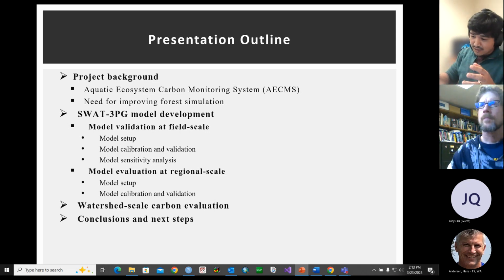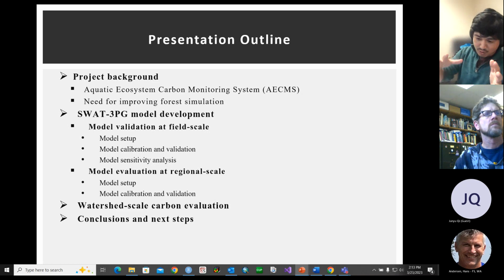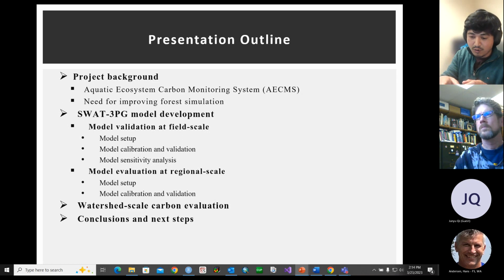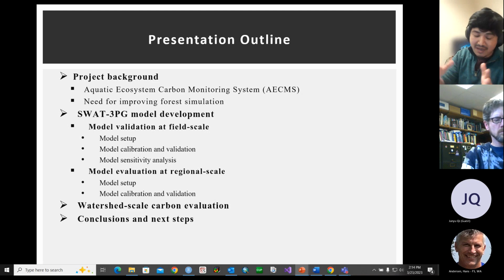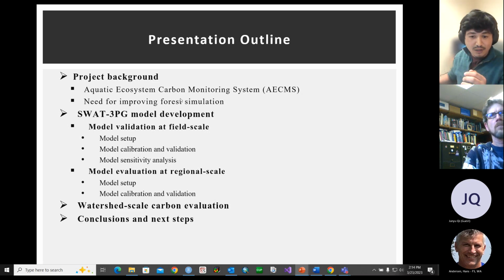A critical part of that is making sure that we get the terrestrial storage and the fluxes correctly, especially from forest dominated systems, because that's a big part of most watersheds. So the research that I'm presenting today will focus on the work that we did to improve forest simulation. By forest simulation we mean the carbon stock, so biomass assimilation, biomass storage, as well as losses through mortality, thinning, all of those things. So that is the overall idea of my presentation.